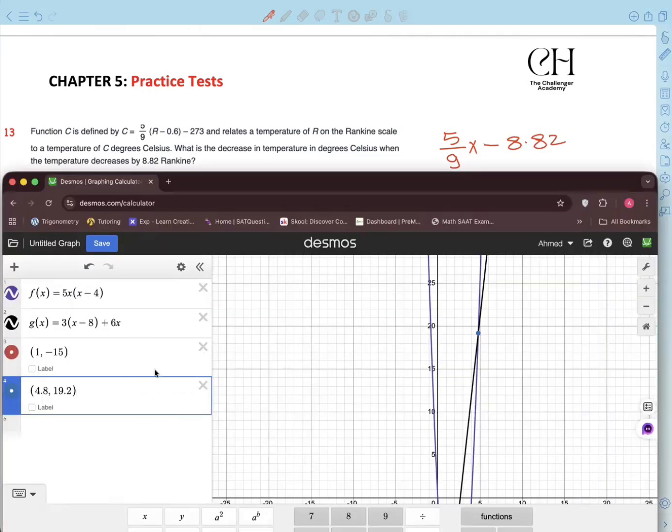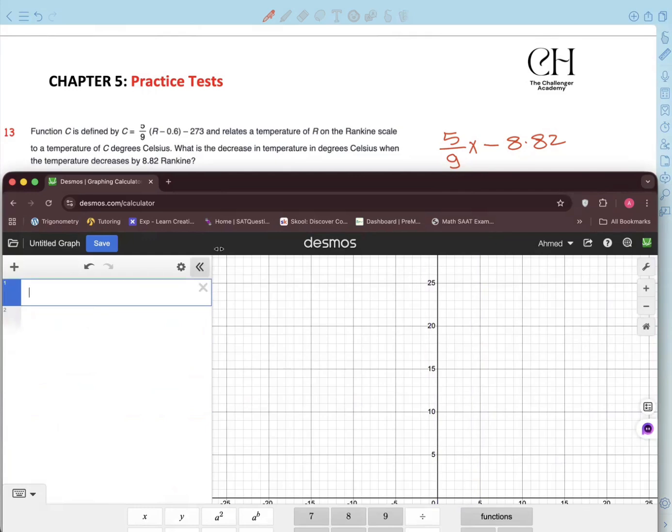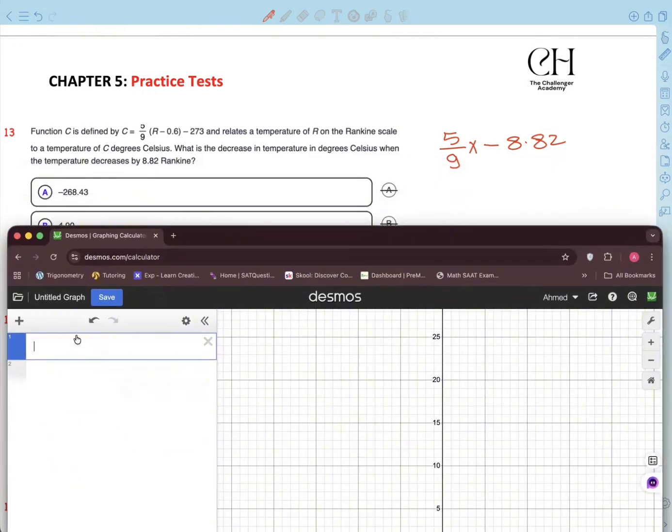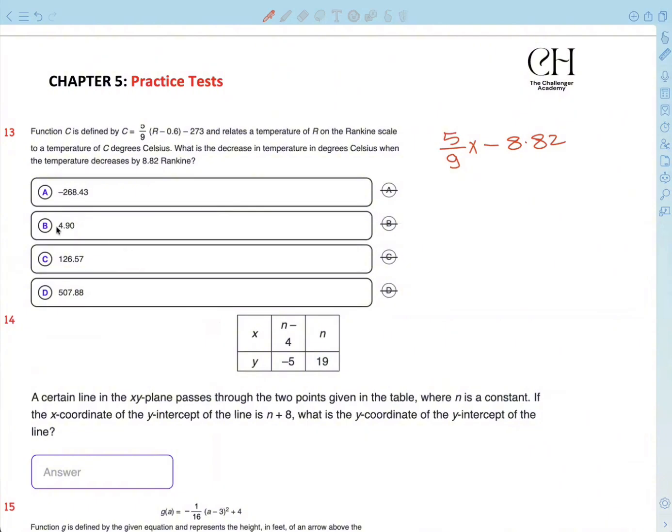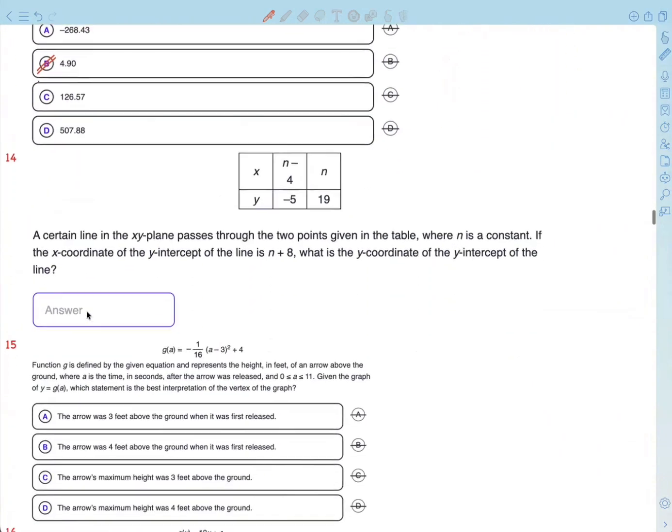So we'll use Desmos to answer this question also. Just multiply them with the calculator. It's 5 over 9 times negative, I prefer to put it in parentheses like this, negative 8.82. It's negative 4.9 or 4.90, so the answer is B. Let's move to question 14.